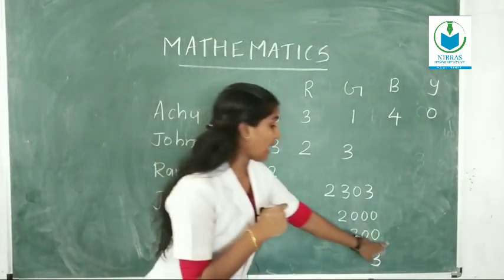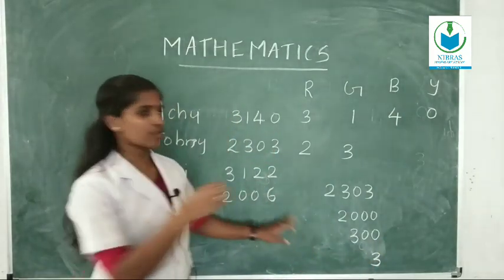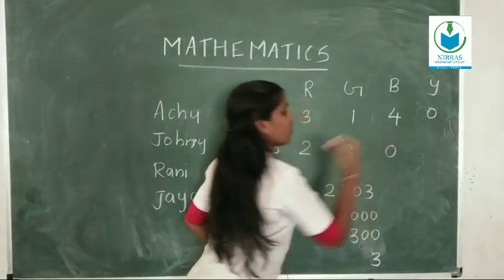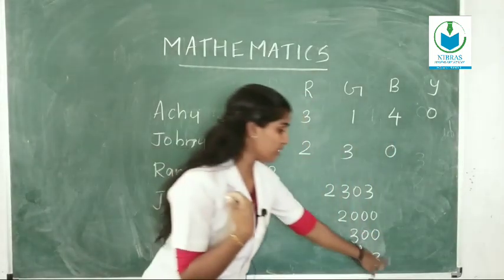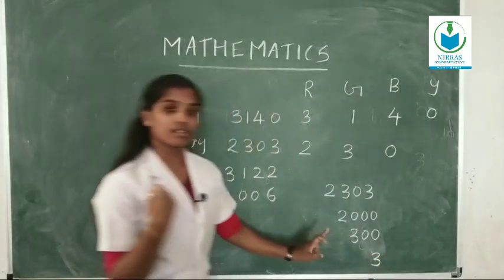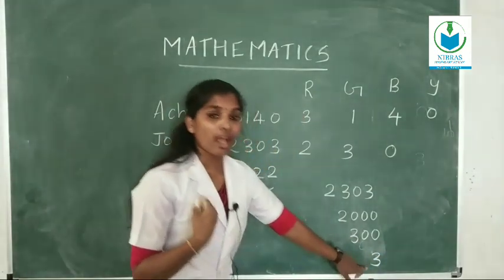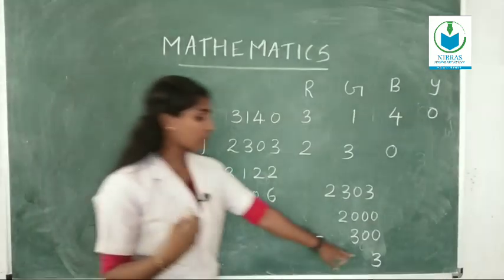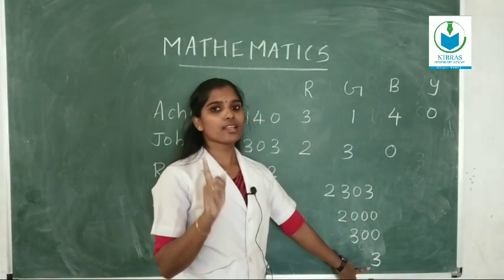Is there any blue card? No. So here write 0. The last one, yellow cards. How many yellow cards here? Yes, the point is 3. How many yellow cards make the point 3? 1 yellow card is equal to 1.